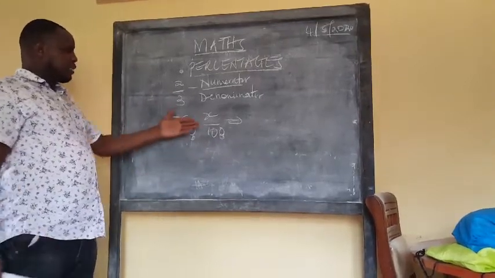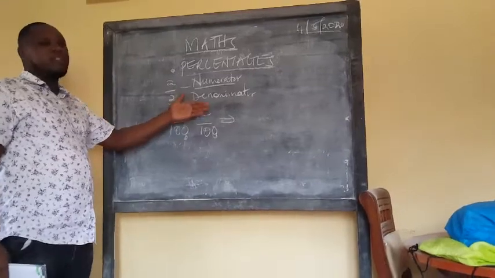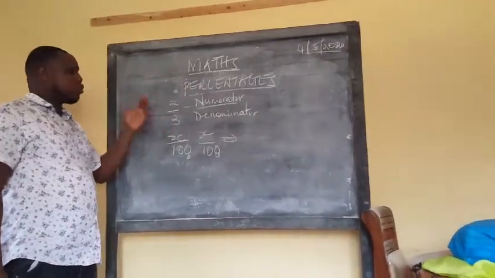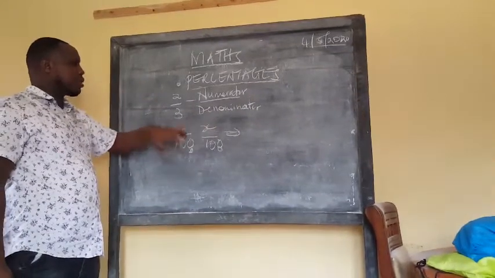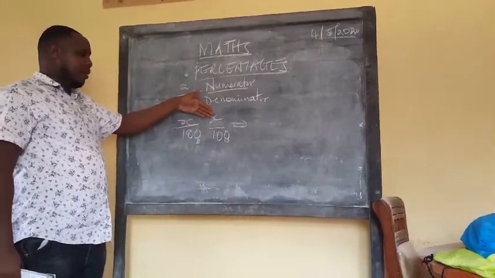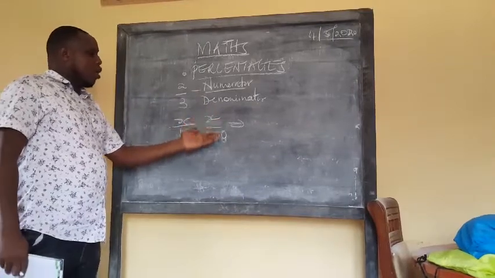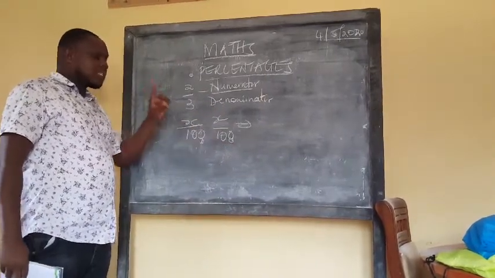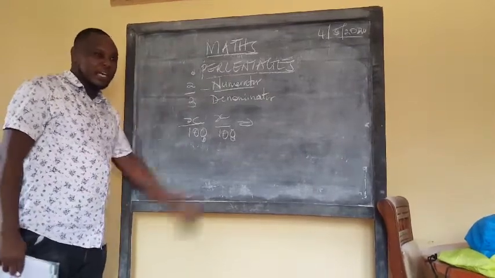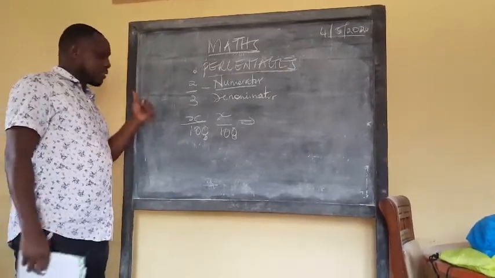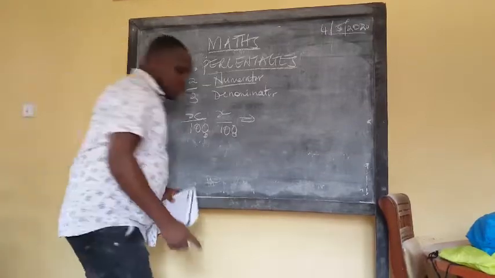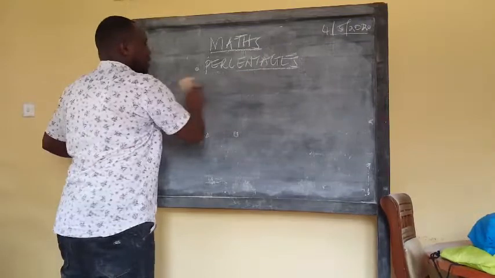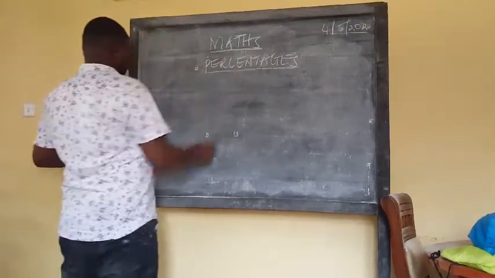Now, I'm putting x here because the numbers can vary from 1 to 20 to 30 to so many other numbers. So that's why I'm not going to pick a specific number. I'm just putting an x over a denominator that is 100. So always the denominator does not change. It remains 100. That is what we mean by percent, over 100.